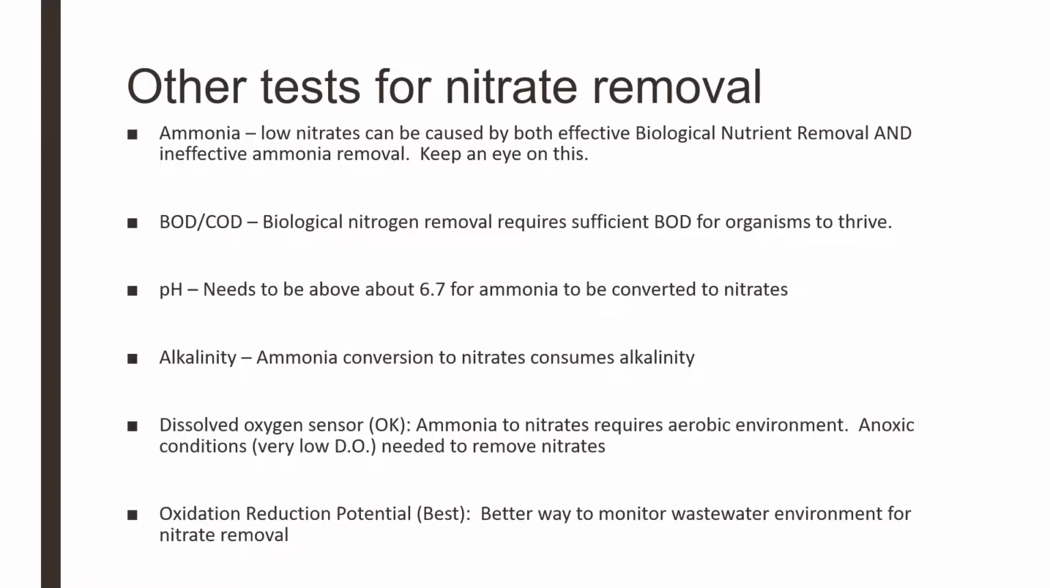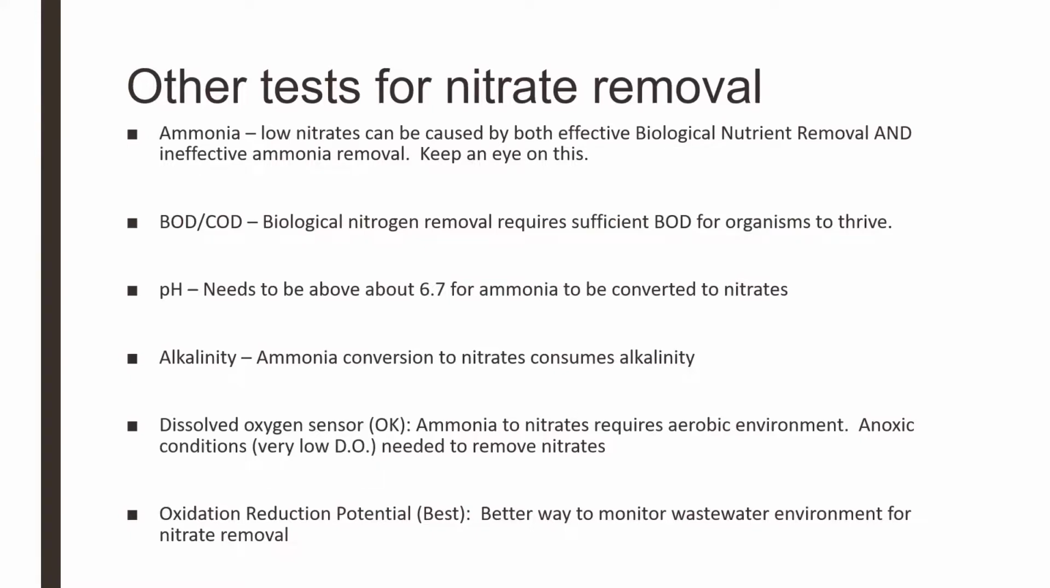We also want to look at various sensors here. So a dissolved oxygen sensor is an okay way to look at the anoxic conditions that are needed for nitrate removal. So remember, ammonia being converted to nitrates requires an aerobic environment. So a dissolved oxygen sensor is really good at pegging that. So if you have 1.7 milligrams per liter of dissolved oxygen in your aeration basin, you're probably good. Some plants will run higher than that. Some plants are lower. Oftentimes you'll hear 2.0 being discussed as a reasonable target.